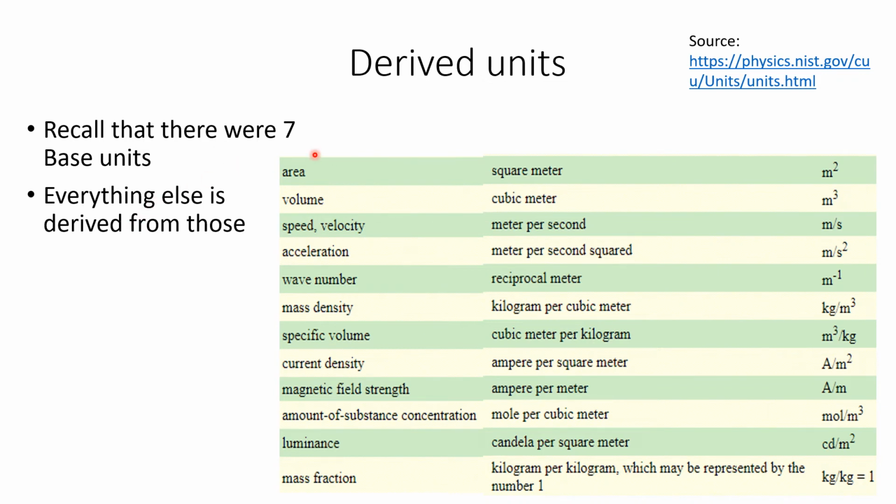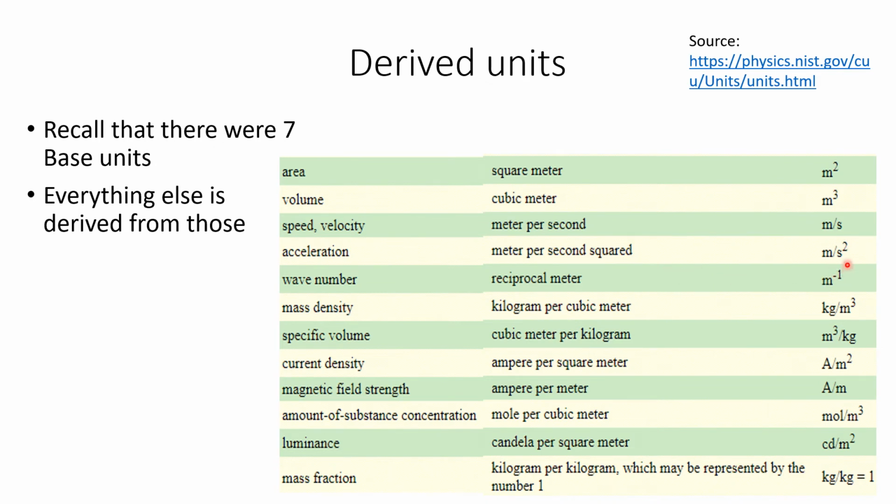Example, area. Area is really just a length on one side and a length on the other side. So really it's just derived from two length measurements, and so we use the square meter as the unit for area. Same thing for volume. It's just three of them, it's cubed. Or you can have them mix units, like speed or velocity, which are measured in meters per second, or meters divided by seconds. Acceleration is meters per second squared, etc.